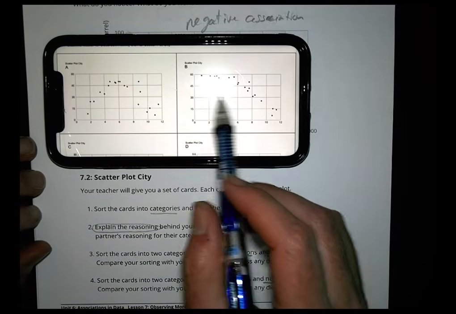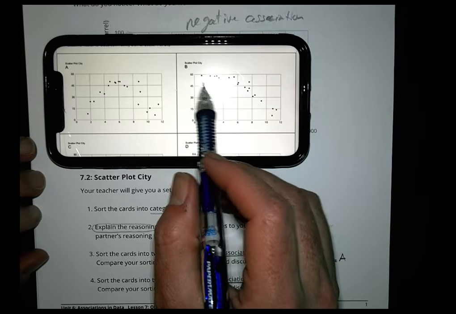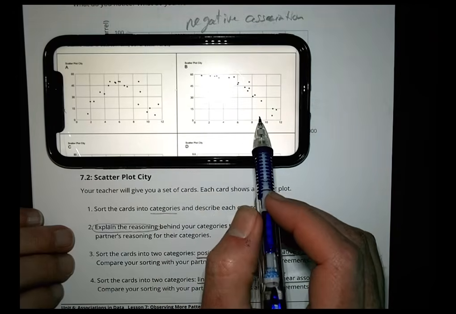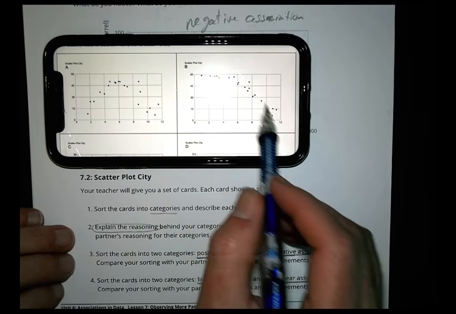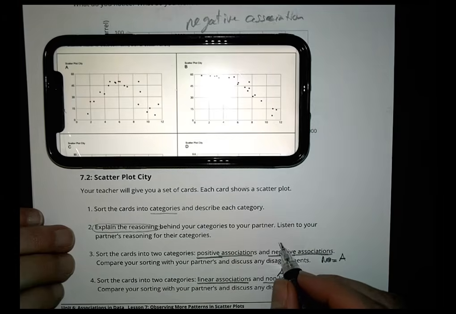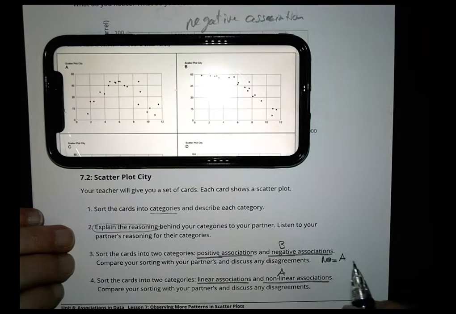For B, in this case, it does kind of go this direction and then just drop off a little bit. But it definitely is a negative association because it has a downward slope there. So I'd put B over here as being a negative association.